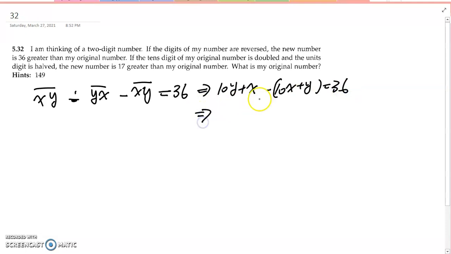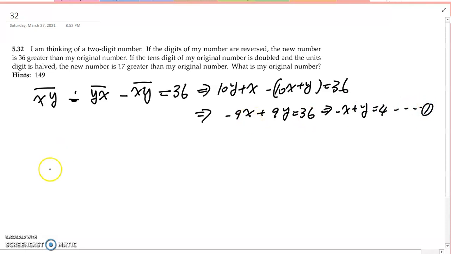This is equivalent to negative 9x plus 9y equals 36, which is equivalent to negative x plus y equals 4. Okay, this is the first equation.